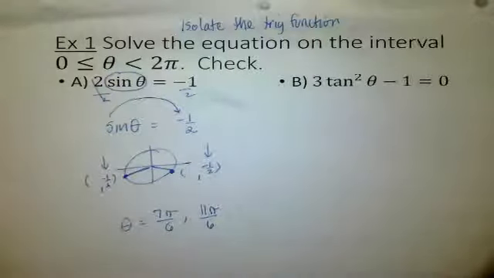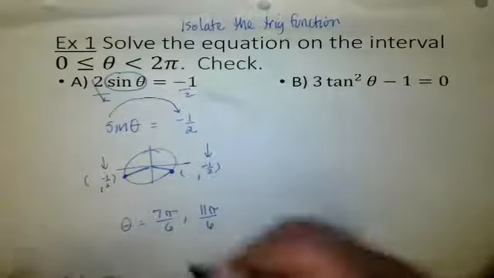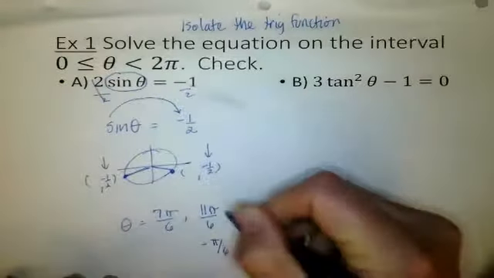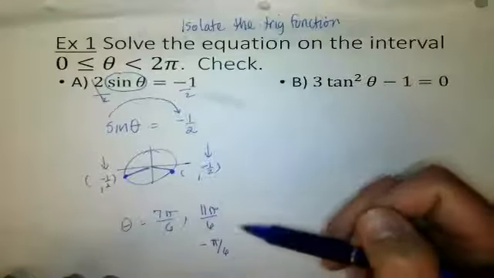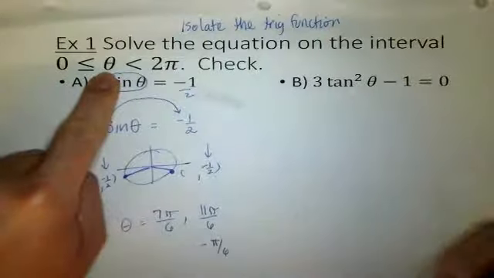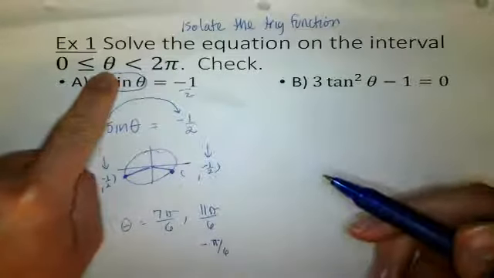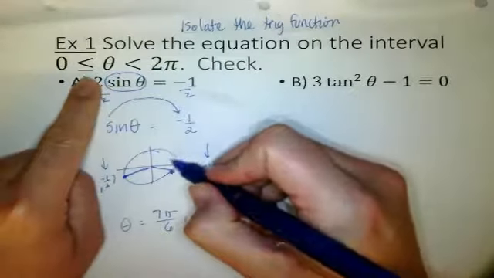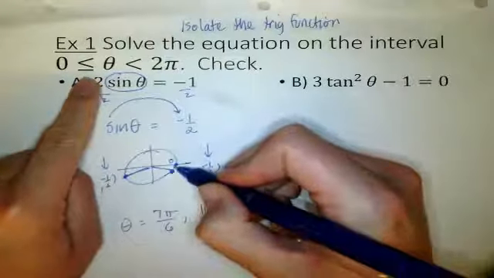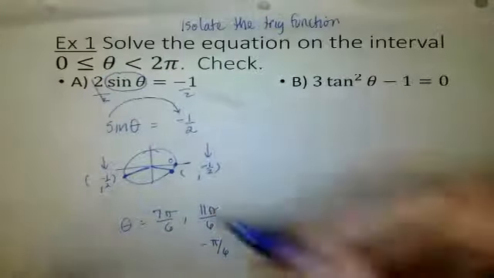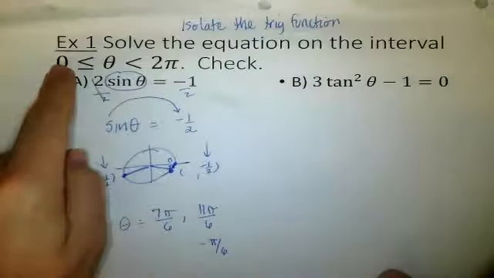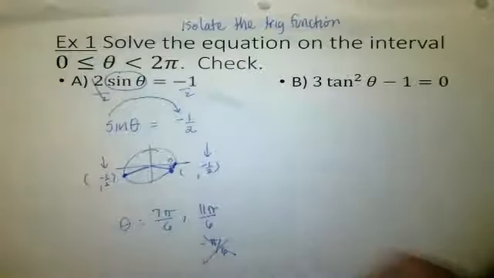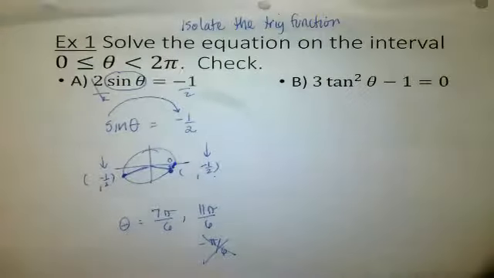Noel said -pi over 6, which is not incorrect. It is coterminal with 11 pi over 6. But we want our angle measures to be between 0 and 2 pi, so between one rotation of our unit circle. And so -pi over 6 is obviously less than 0, so we wouldn't want to use that answer. But it's not incorrect. It's just not in the range that we want.